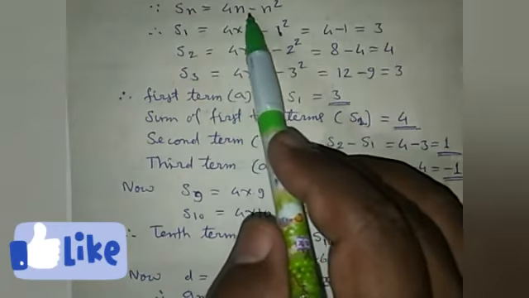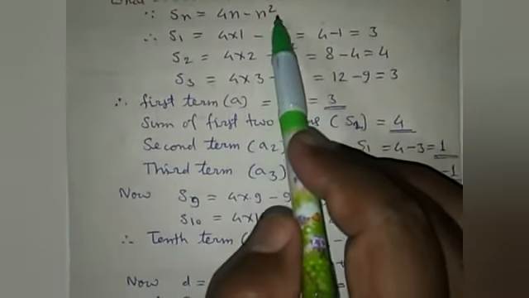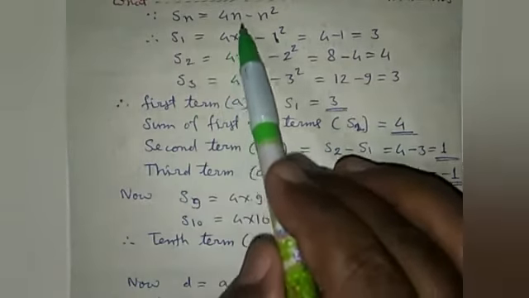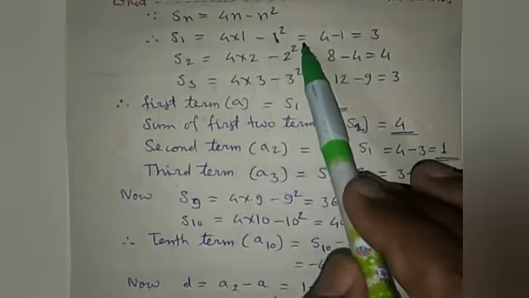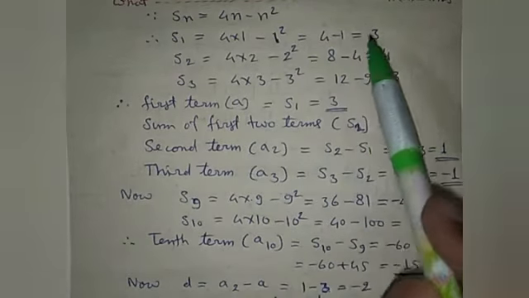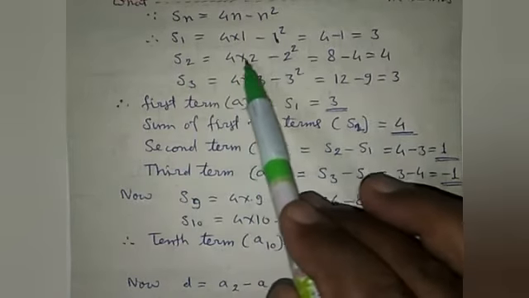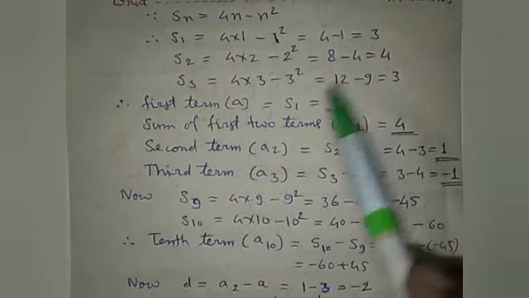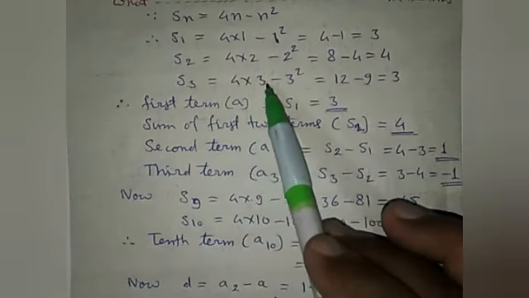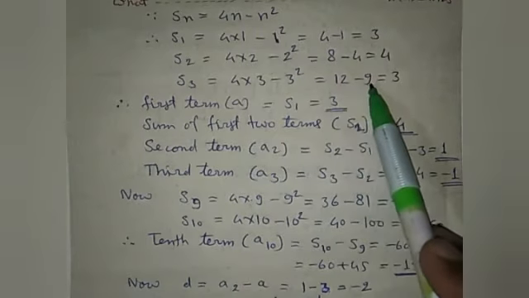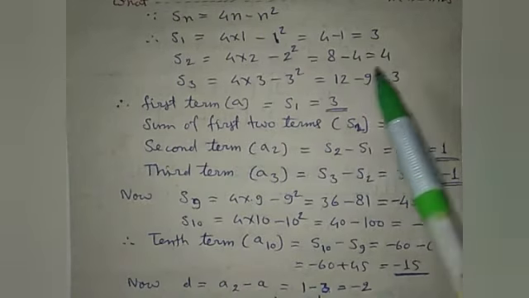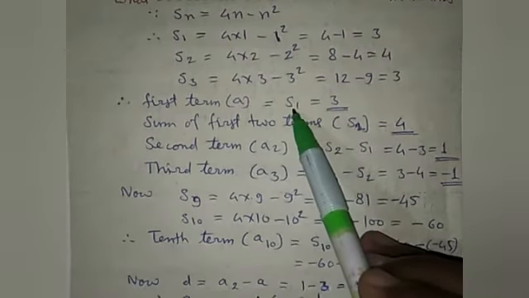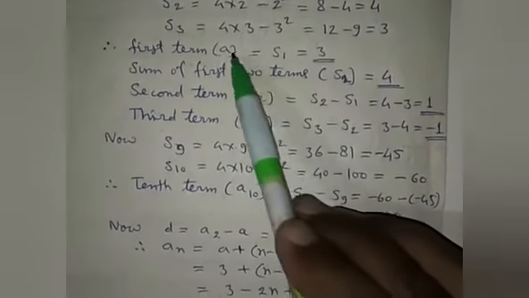Since Sn equal to 4n minus n square, substituting the value of n equal to 1, 2, 3, we will get S1 equal to 4 into 1 minus 1 square, that is equal to 4 minus 1, that is equal to 3. Similarly, S2 is equal to 4 into 2 minus 2 square, that is equal to 8 minus 4, that is equal to 4. Now S3 is equal to 4 into 3 minus 3 square, that is equal to 12 minus 9, that is equal to 3. Now the first term A will be equal to the sum of one term, so it is the same as 3. So A equal to 3.